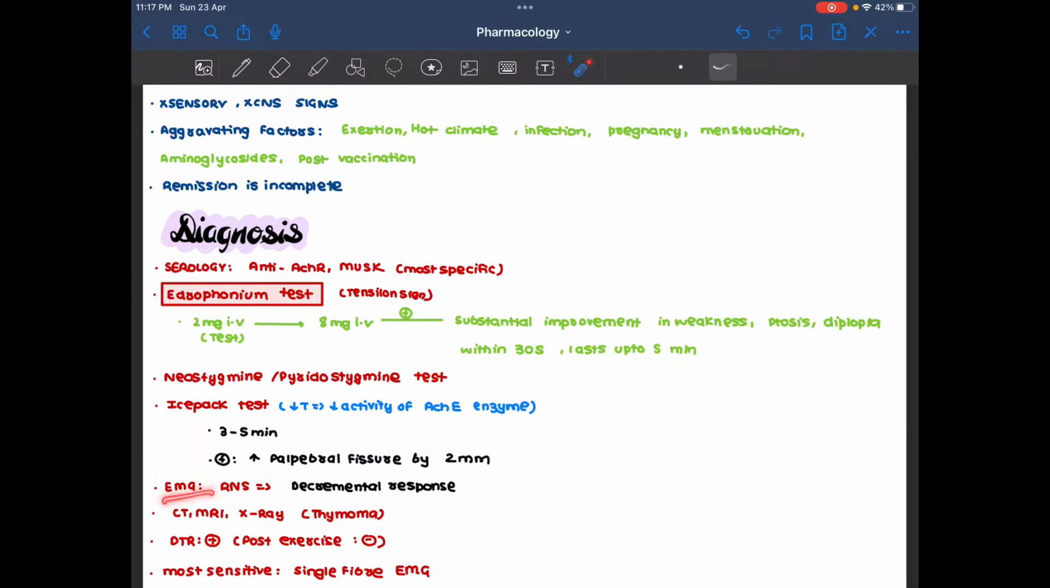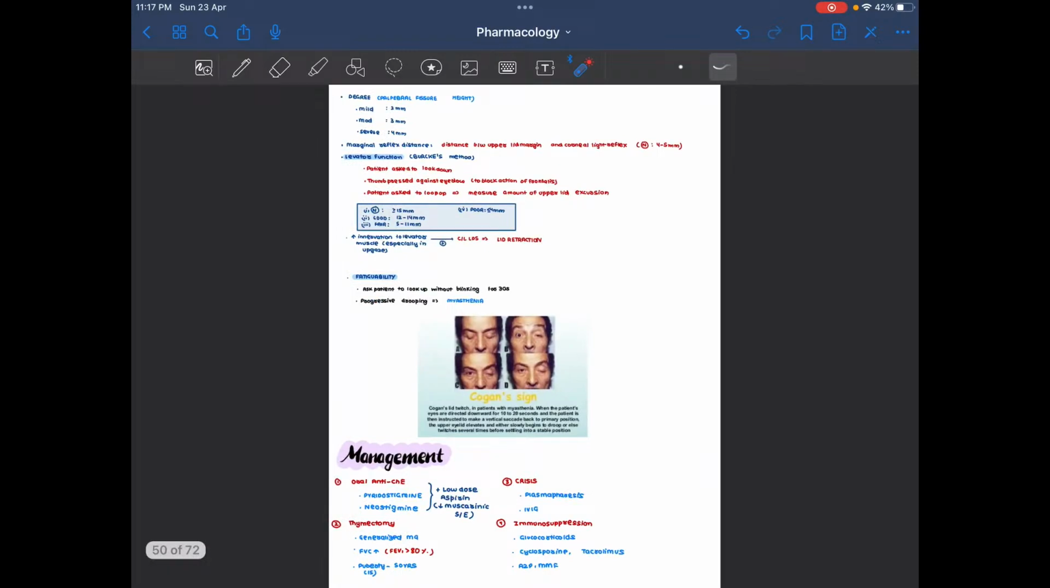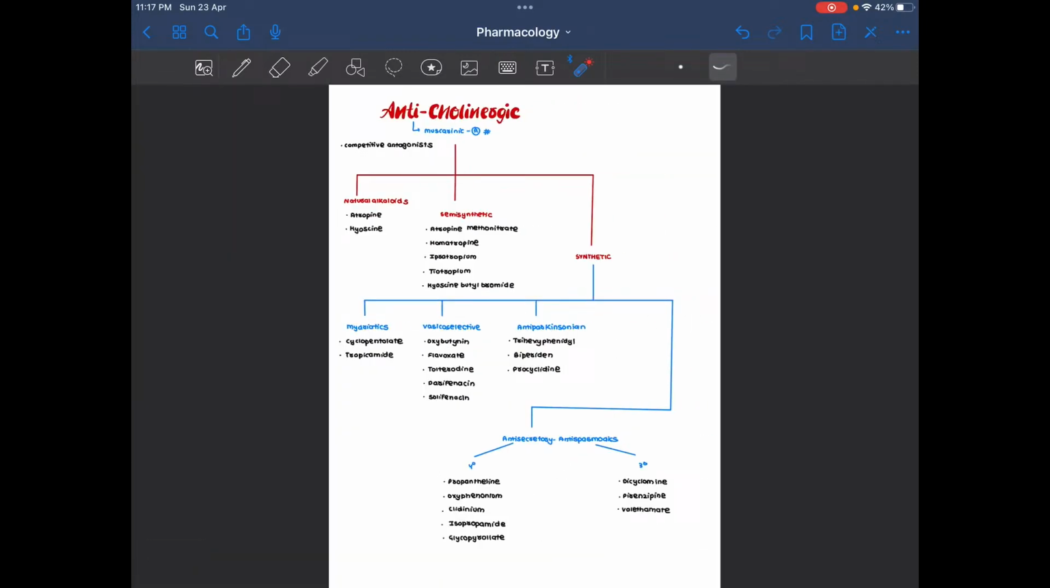In EMG, electromyogram, a very important thing is that I'm going to see a decremental response for myasthenia gravis, and this is going to be different in Lambert-Eaton myasthenic syndrome, where I'm going to see an increase in the response. So what I'm going to do is perform a repetitive nerve stimulation study. As I give repetitive nerve stimuli, I'm going to see a decremental response in myasthenia gravis and an incremental response in LEMS. That's important. So we discussed that.